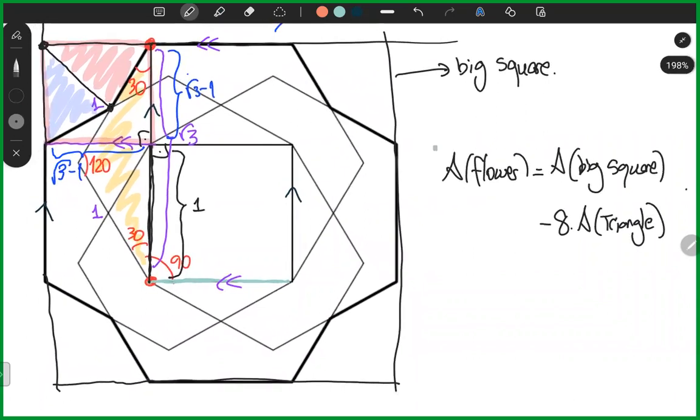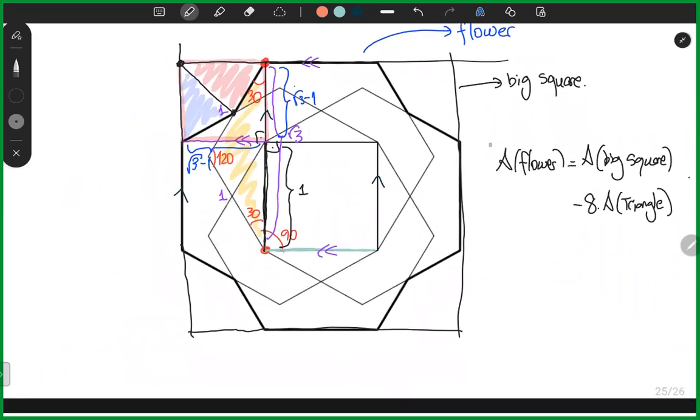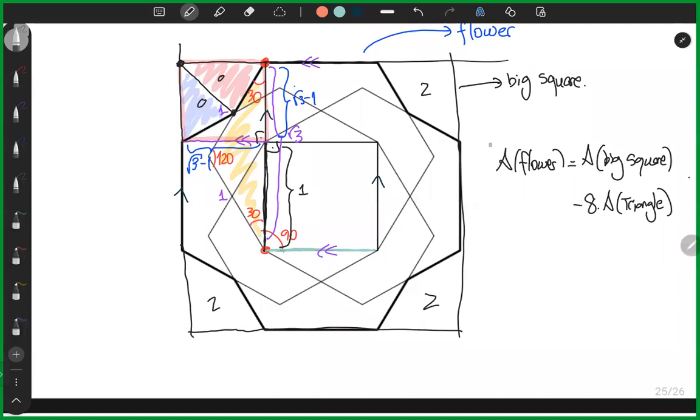This is due to symmetry. Since I have 2 triangles here, and 2 here, 2 here, 2 here, all in all I'm going to have 8 triangles. And then I need to subtract 8 copies of the area of each triangle. Okay, so first let's show that the blue and red triangles are congruent, and second, let's calculate the area of each triangle.